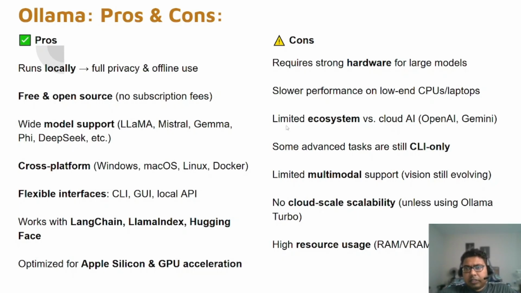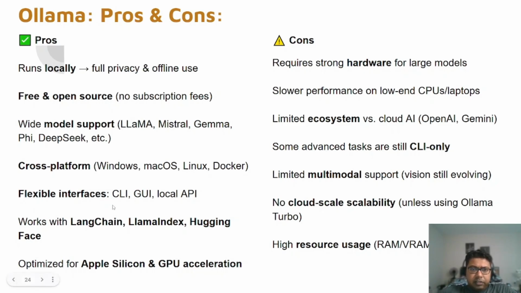The con is limited ecosystem versus cloud AI. Obviously OpenAI, which is subscription based, gives lots more features, bigger LLMs and more performance-oriented LLMs, which we get in the cloud like OpenAI and Gemini. Cross platform, yes, it supports Windows, macOS, Linux, Docker. Limited multimodal support, vision still evolving. So yes, there is limited multimodal support.